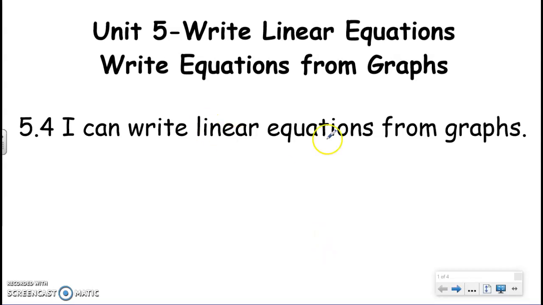Good morning. Today we're going to continue on with Unit 5 and talk about 5.4. I can write linear equations from graphs. This is going to use several of the skills that we've been working on for the past couple lessons. So let's go ahead and get down to it.